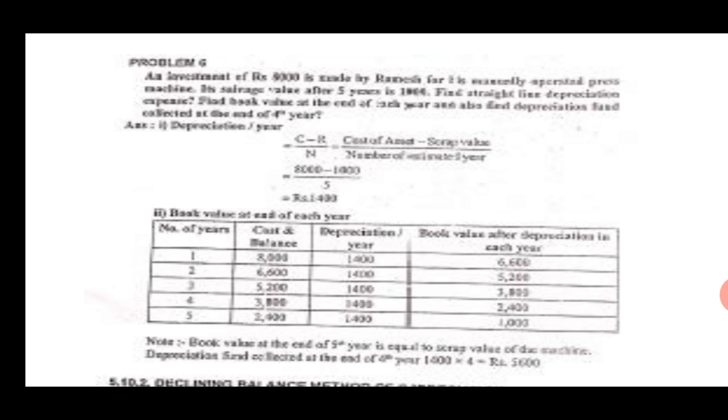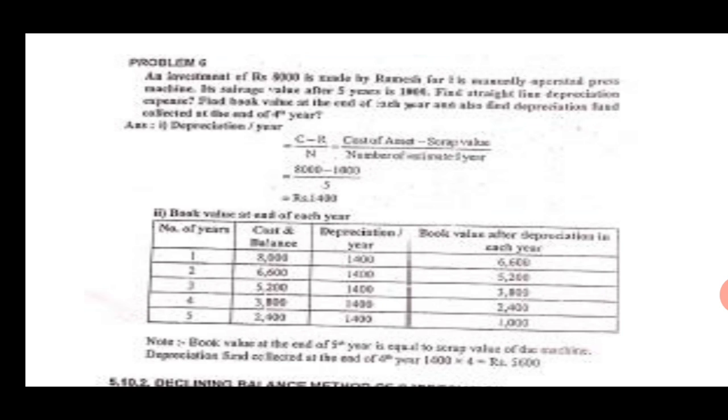Find straight line depreciation expense. Find book value at the end of each year and also find depreciation fund collected at the end of 4th year. So very simple it is. The cost of the equipment is 8,000 rupees. Here there is no installation cost and all. Then the scrap value is 1,000 rupees and the life is 5 years.